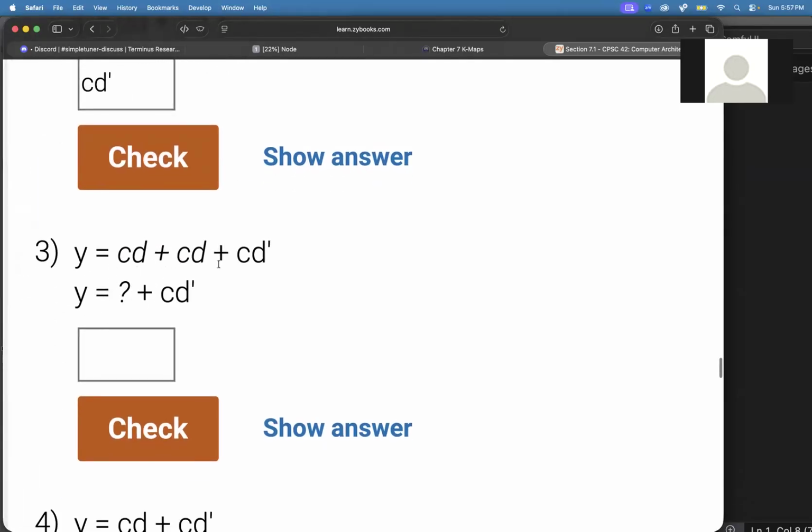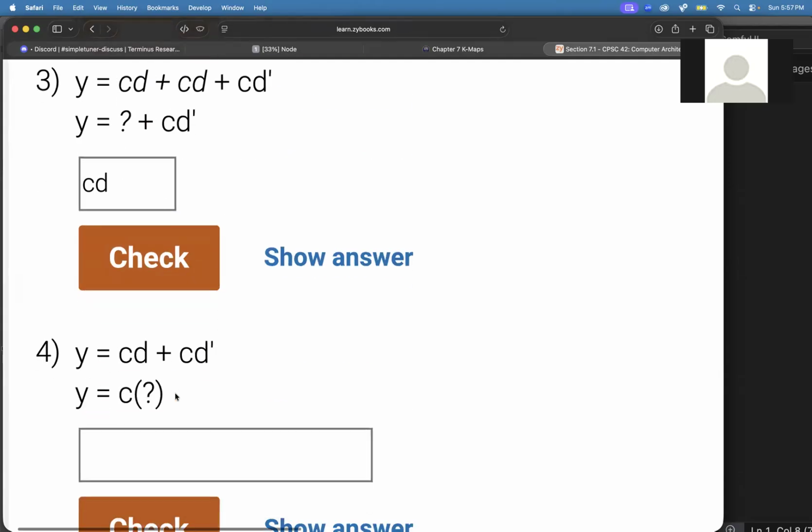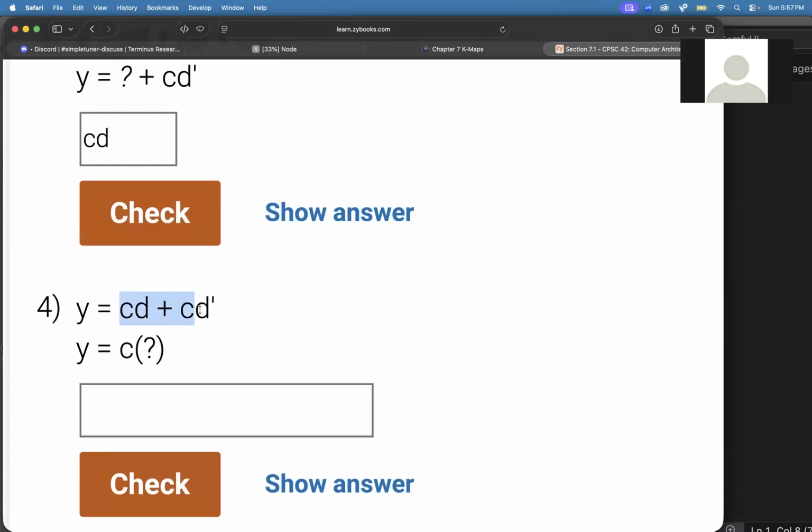Then you have CD plus CD plus C not D. That's redundant. You don't need both of them, so you can just have one CD. And then once you have this, you can factor out the C, which will leave you with D plus not D.